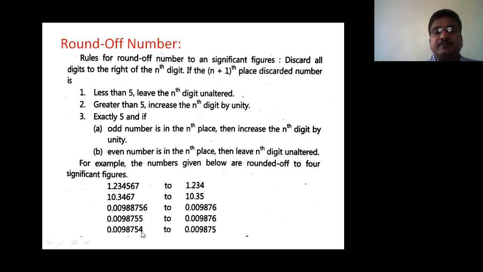9875, and we have to remove this 4. So this number is less than 5, and therefore the previous digit remains as it is, because if the digit is less than 5, then leave the previous digit unaltered. Okay, so all these numbers are rounded up to 4 significant figures.